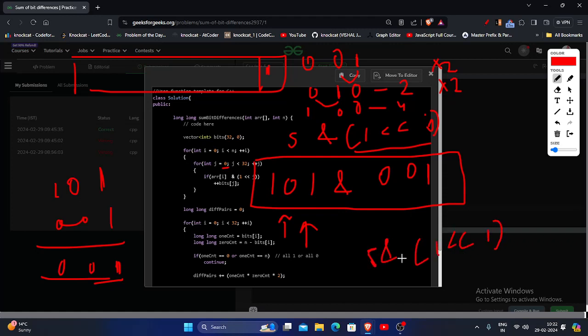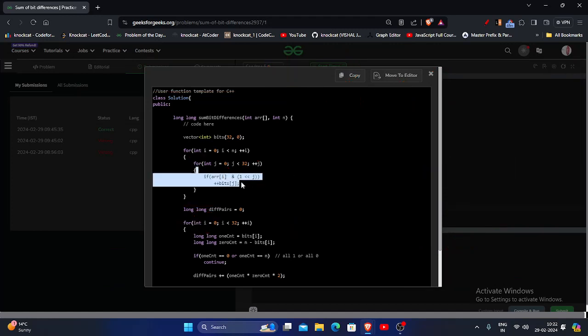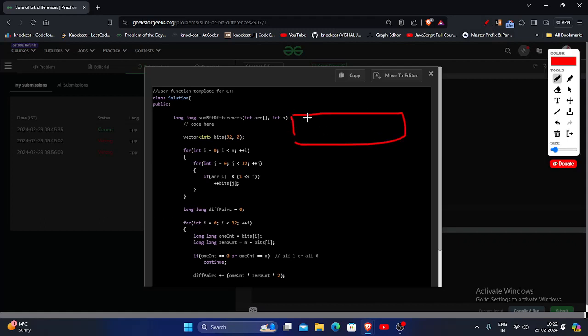J would be 1 this time. This means now I am checking 101 with 1 left shift by 1. 001 left shifted by 1 bit would be 010, that means 2. And if I do the bitwise AND of 101 and 010, it clearly is 000. This means our current bit is not set, and we can clearly see the current bit is not set. Similarly, we do this, and at the end of the array, I would have the number of set bits for all these positions.